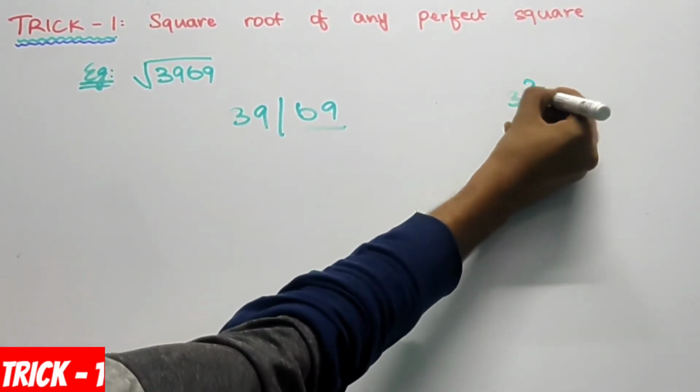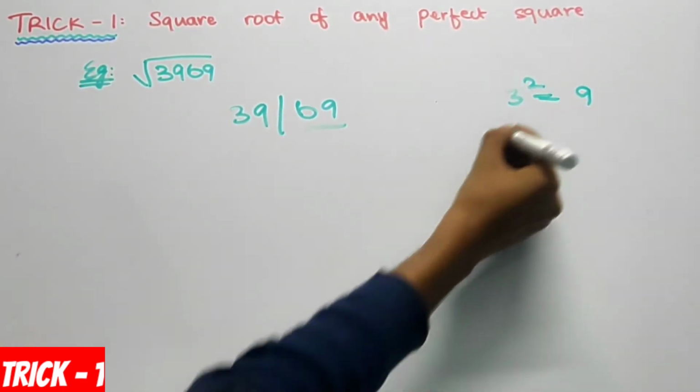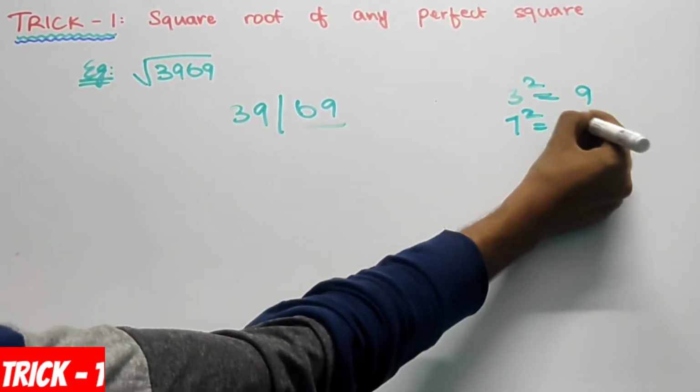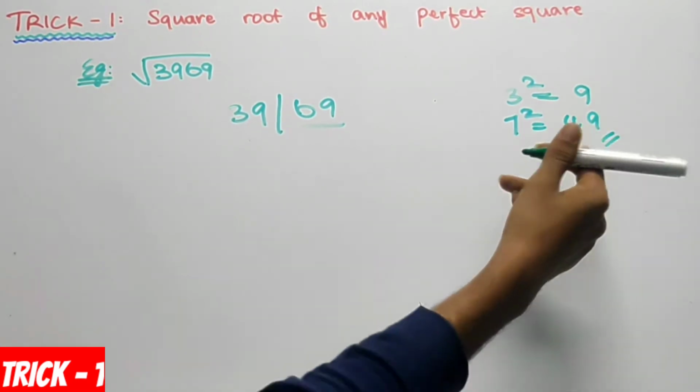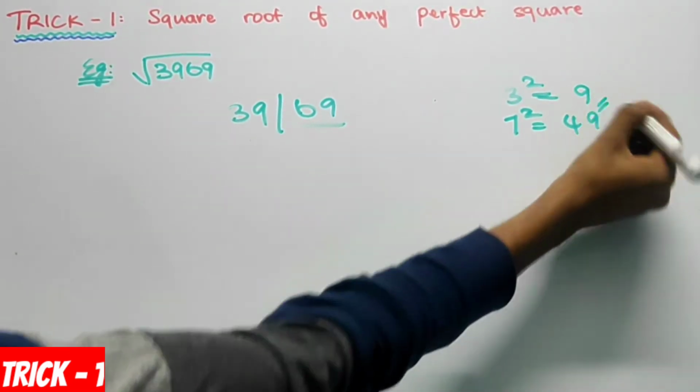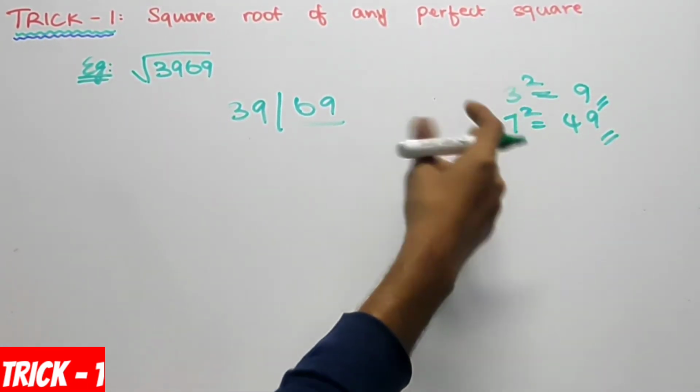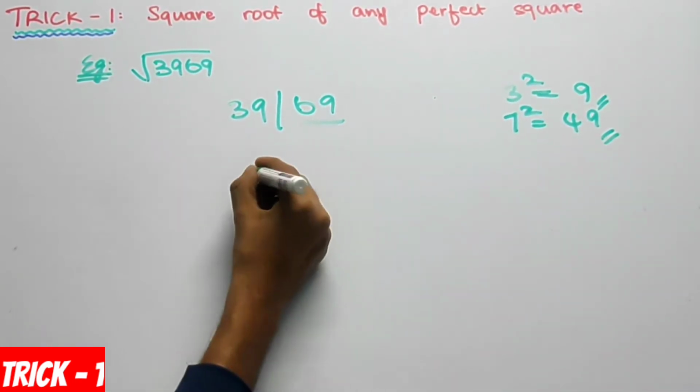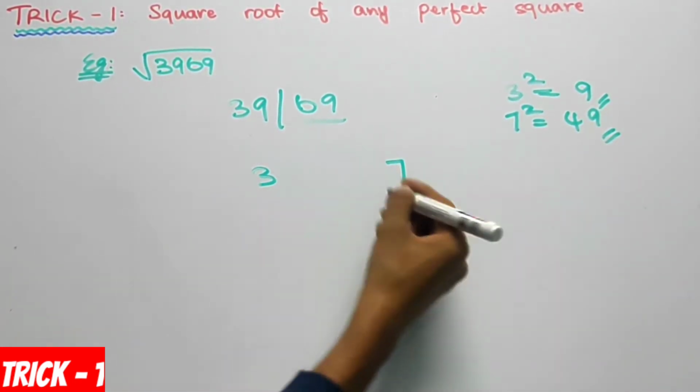So 3 square will give us 9. Now 7 square will give us the number 49. In both the cases, you have the units digit as 9. So the number 3 square and 7 square gave us the numbers 9 and 49. So write 3 and 7 in this manner.